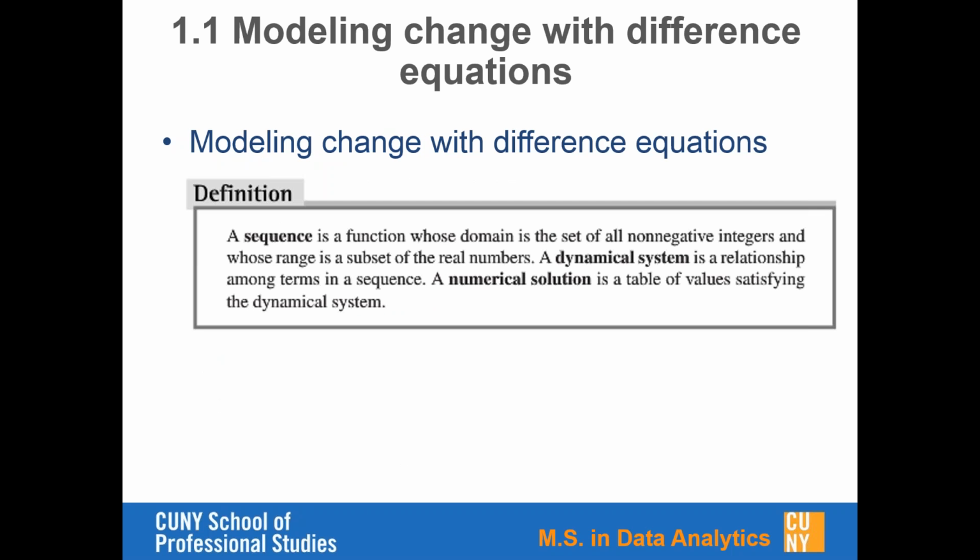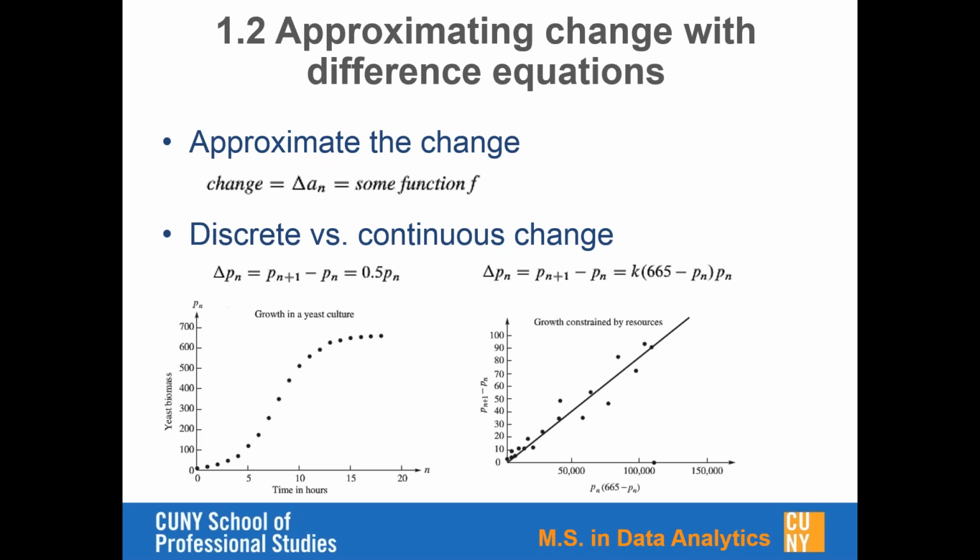And then how to model change with different equations. A sequence is a function whose domain is a set of all non-negative integers and whose range is a subset of the real numbers. And a dynamical system is a relationship among terms in a sequence. A numerical solution is a table of values satisfying the dynamical system.